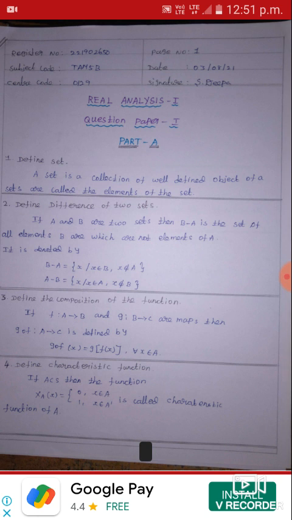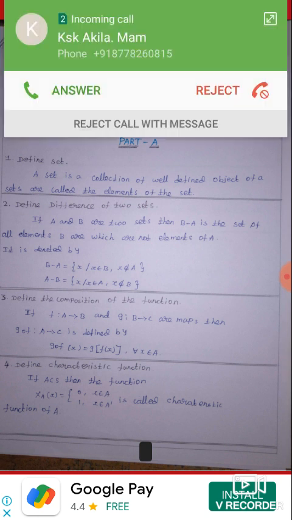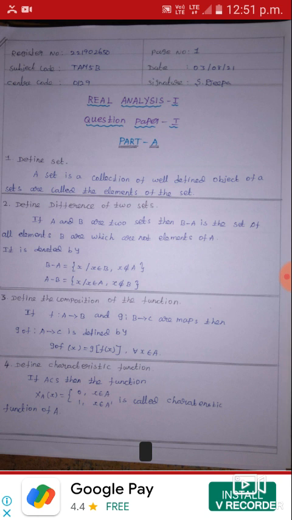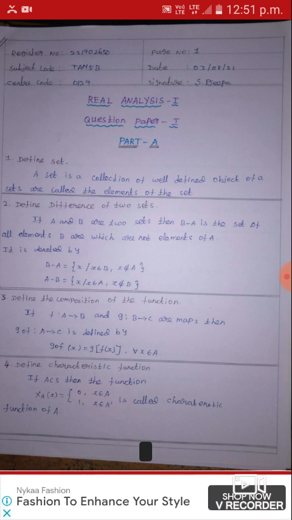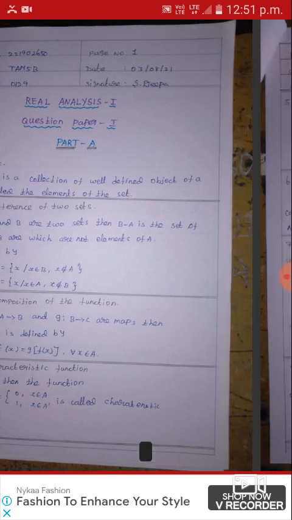Define composition of a function. If f is from A to B and g is from B to C are maps, then g composite f from A to C is defined as (g composite f)(x) equal to g of f of x. Define characteristic function. If A is a subset of S, then the characteristic function of A at x equals 0 if x belongs to A, and 1 if x belongs to A dash.